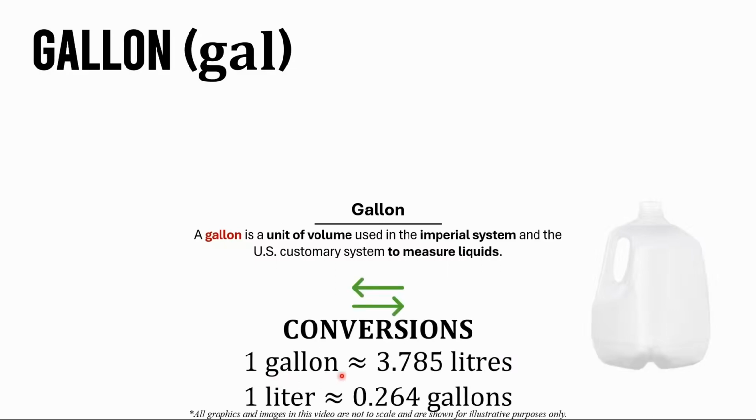Conversions. 1 gallon, this double tilde symbol means approximately, so 1 gallon is approximately 3.785 liters. So it's not really a precise value, but it's approximately this value. While 1 liter is approximately 0.264 gallons.